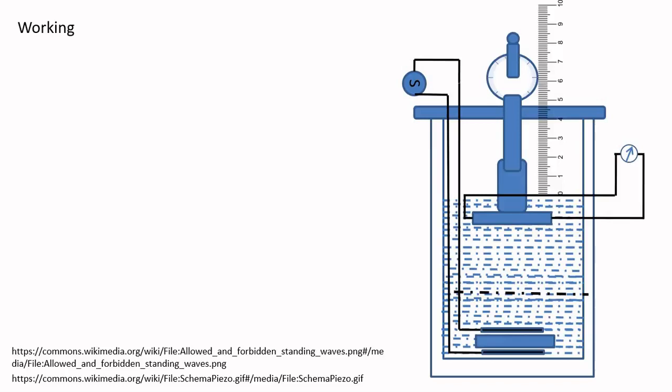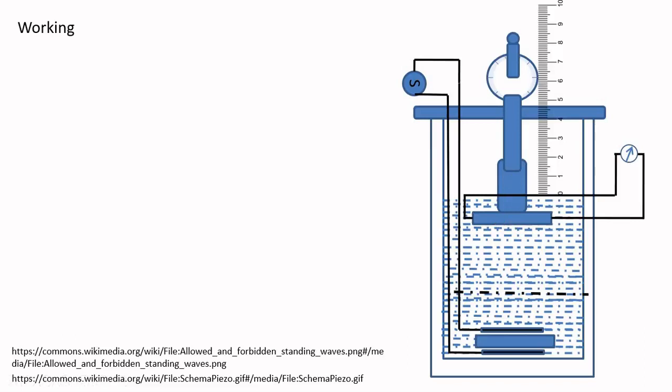I will elaborate how to perform this experiment, what is the logic and what is the procedure. You can see this screen here. There is a scale provided, and this screw gauge is going to move this reflector up and down whichever way we want.